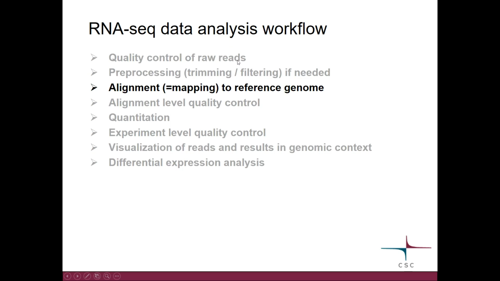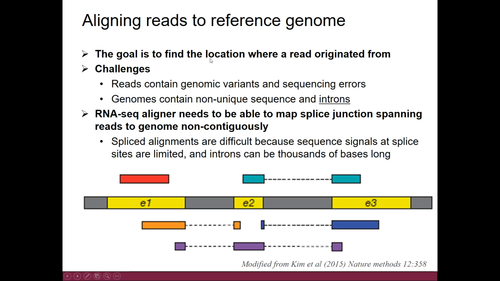Once we have checked the quality of our reads and trimmed them if necessary, we are ready to proceed to aligning the reads to the reference genome. Here the goal is to find out from which location the reads originated from. But there are a couple of challenges. So our reads obviously contain genomic variants, and they can also contain sequencing errors.